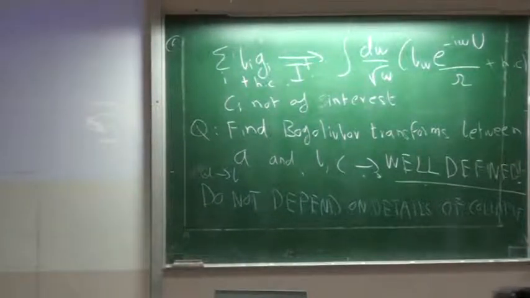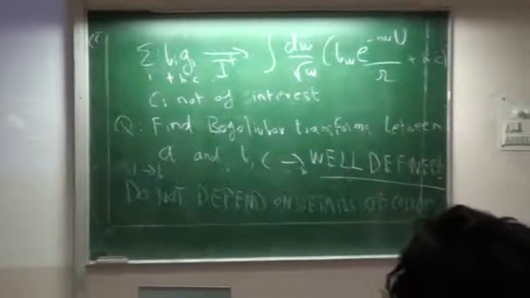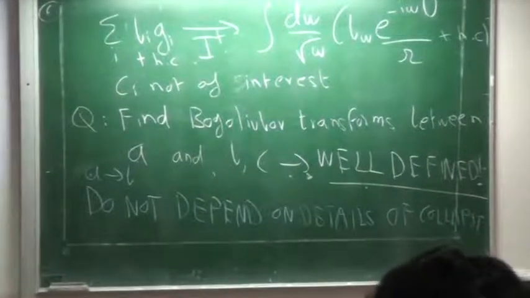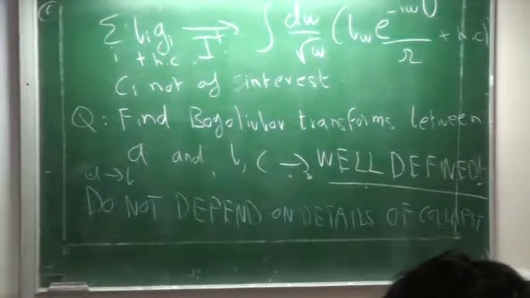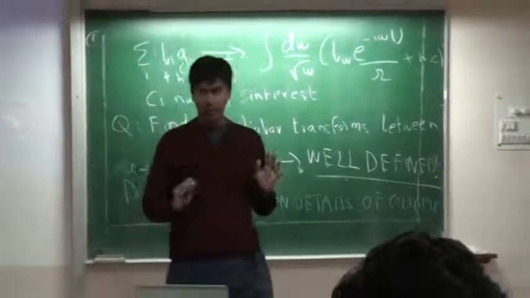It in fact only depends on the mass of the thing that you collapse. Okay? So this is the fundamental insight, which is that there's one particular Bogoliubov coefficient which doesn't depend on the details of the collapse. Okay? So that's the result that you should get. So by the way, I would like everyone to get these two things.